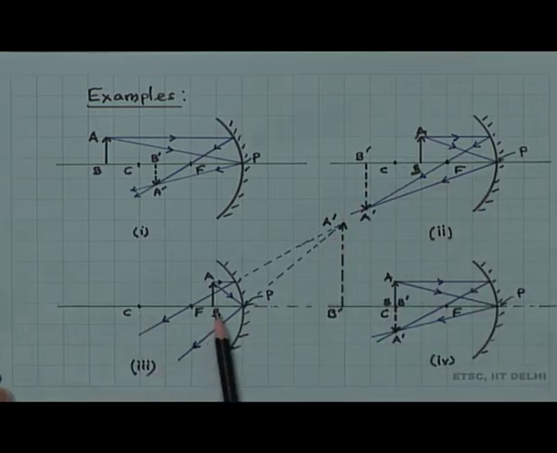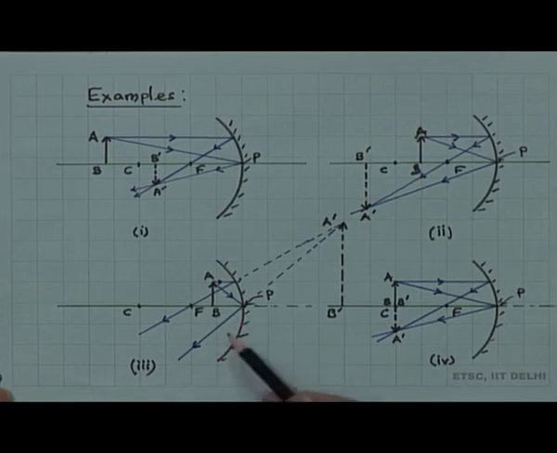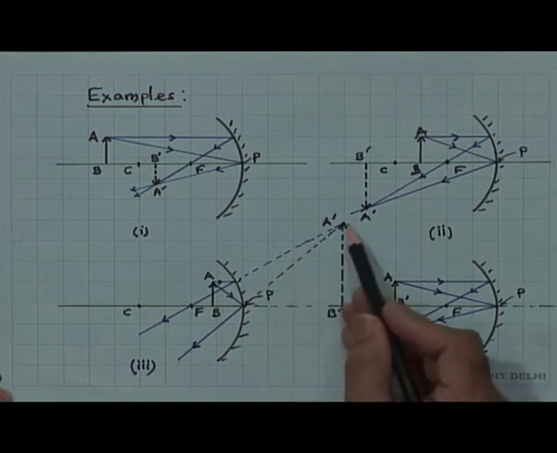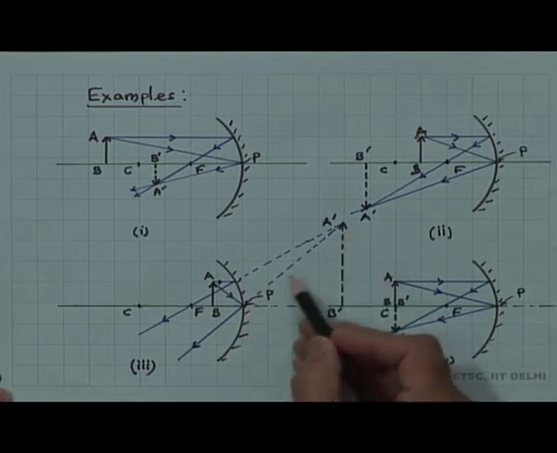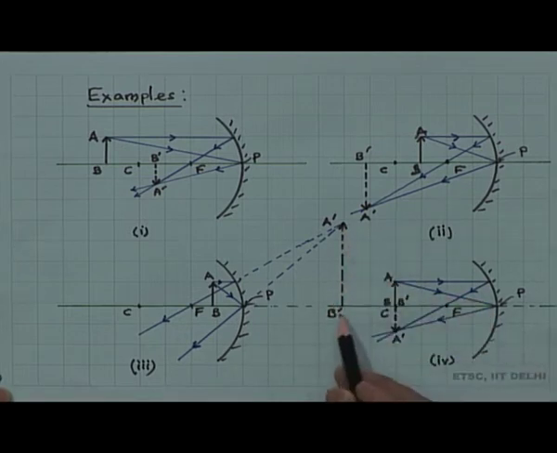Next, I consider an object between the principal focus and the pole, and here is the object AB. The parallel ray is reflected through the principal focus, and the ray through the pole is reflected here. As you can see, these are diverging, and therefore, they will never intersect in this direction. However, if we extrapolate in the reverse direction, then we see that they intersect at a point here, which is A dash B dash. So, this is the image.